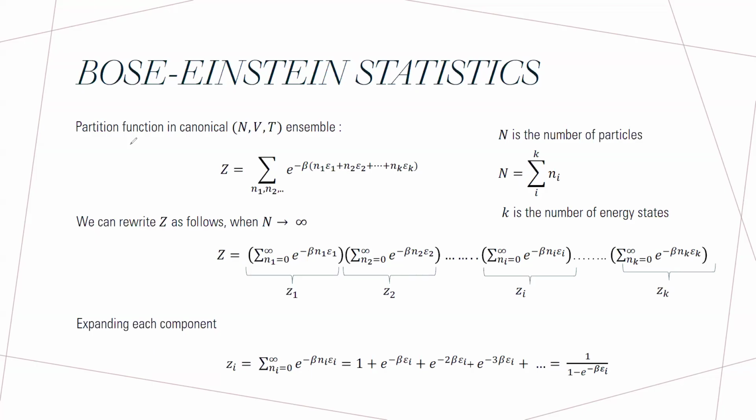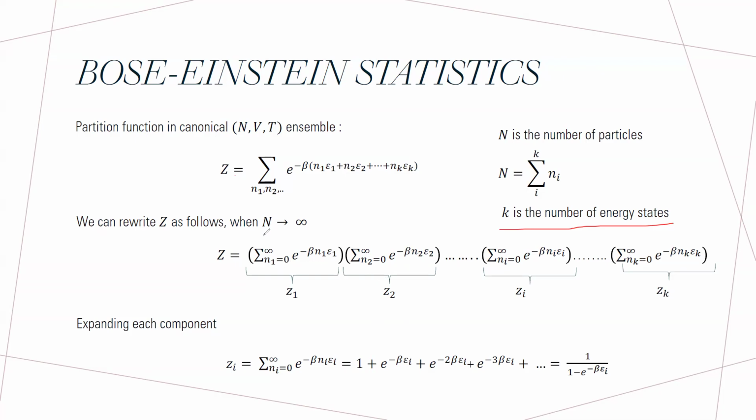Okay, now we have this partition function based on Bose-Einstein statistics, and since these n values, simple n values, are independent, I was telling you that we can write this summation as a product of summations, total summation as a product of summations over n1 to nk. K is the number of energy states.